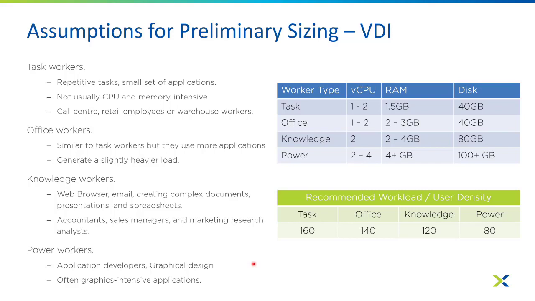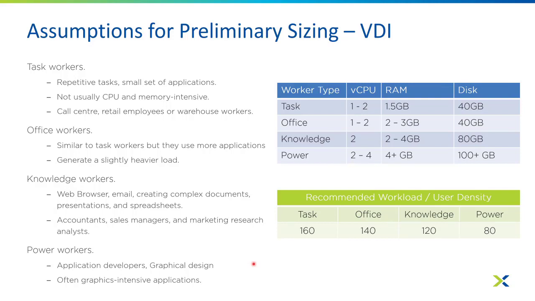So task users, sort of 1 to 2 vCPU, office users, same sort of vCPU configuration, but more memory, then through to knowledge workers and power users. Where this becomes important, I'll show you later on, when it comes to selecting the number of vCPUs for your standard virtual desktop. We also have recommendations when it comes to the user density per node.